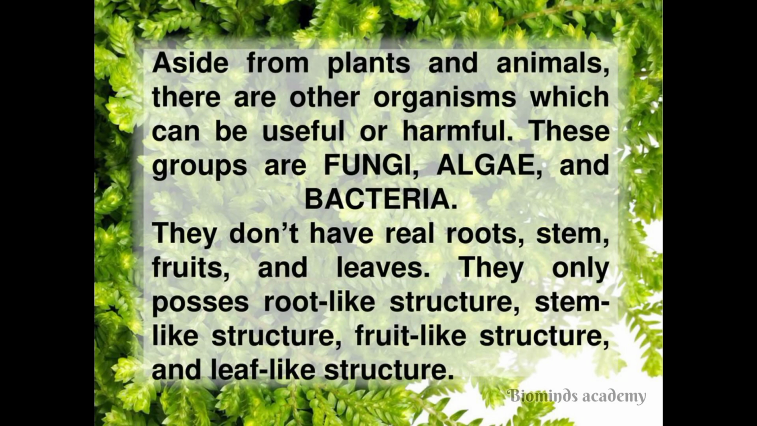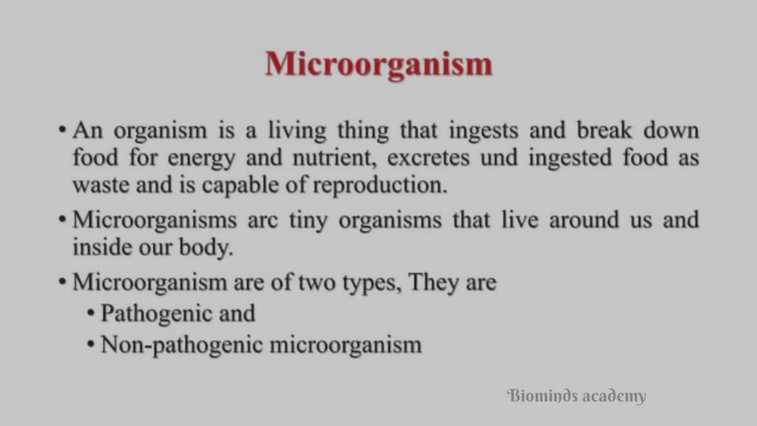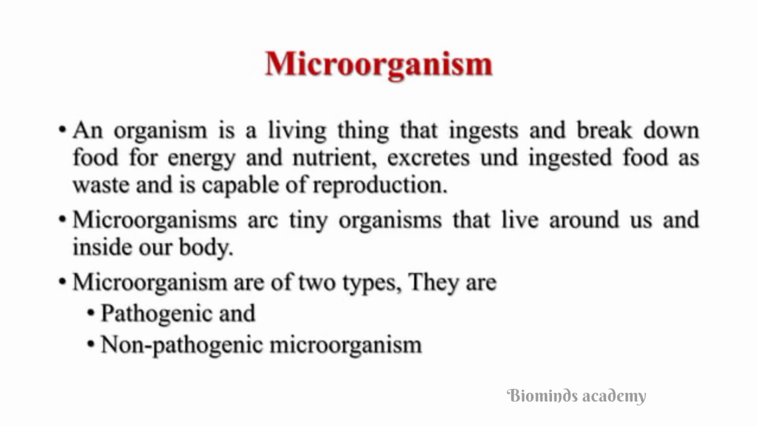Aside from plants and animals, there are other organisms which can be useful or harmful. These groups are fungi, algae, and bacteria. They don't have real roots, stems, and leaves. They only possess root-like, stem-like, fruit-like, and leaf-like structures. These are microbes. An organism is a living thing that ingests and breaks down food for energy and nutrients, excretes ingested food as waste, and is capable of reproduction.